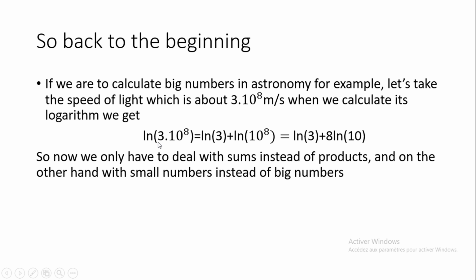So we took this product and we made it into a sum. And then we're gonna use the third rule, and this is gonna give us the logarithm of 3 plus 8 times the logarithm of 10, because we took this out from here. So now we only have to deal with sums instead of products, and on the other hand with small numbers instead of big numbers.